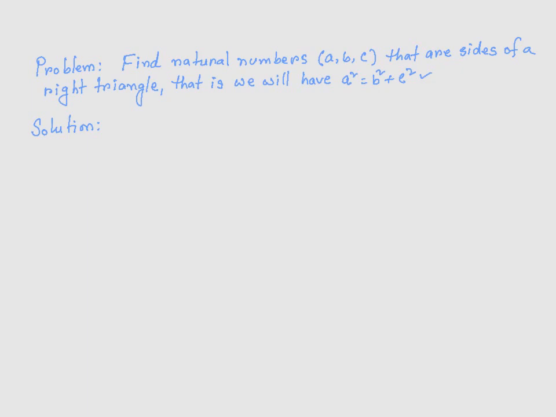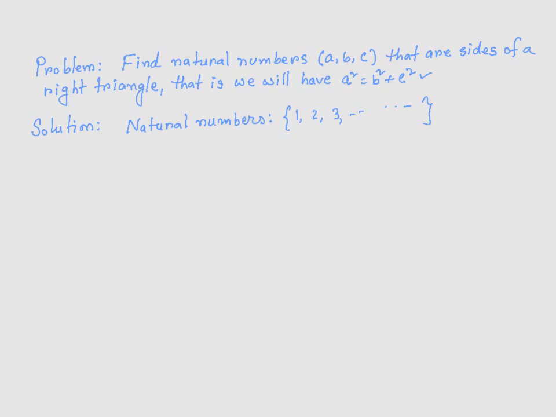First of all, let me remind you what natural numbers are. Natural numbers are 1, 2, 3, 4, 5, 6. It keeps going forever. So positive integers.